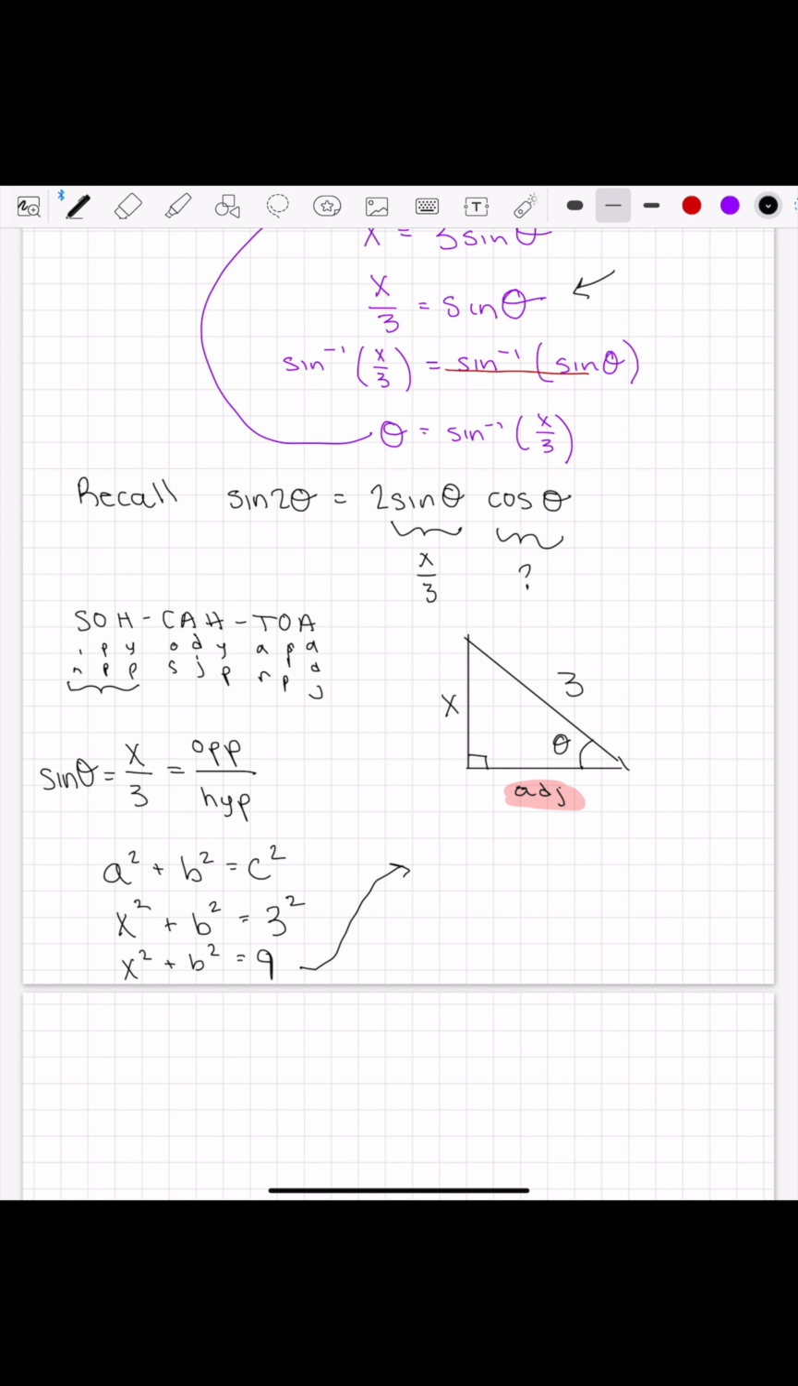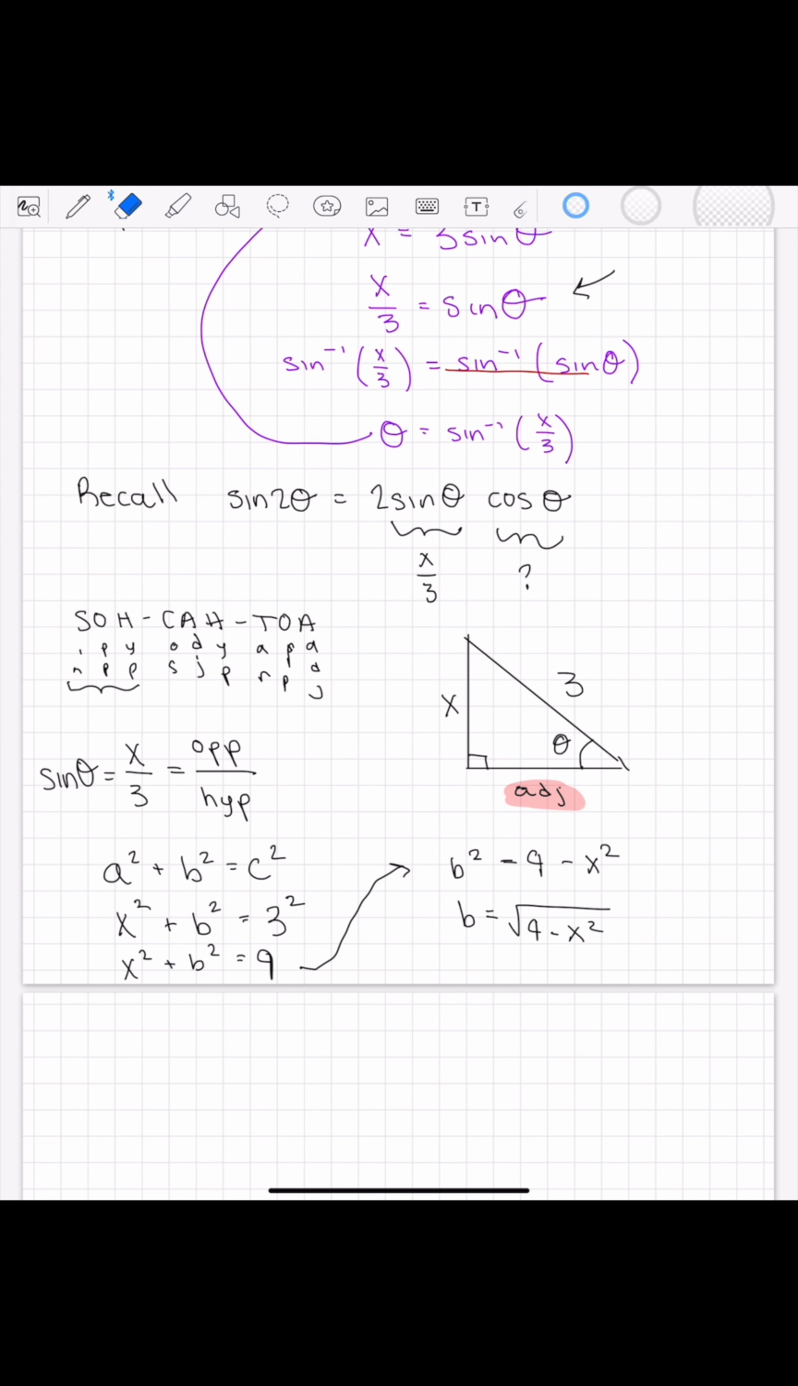And so then we want to solve for b, so let's subtract the x squared from both sides, so we're left with b squared on the left, then we have 9 minus x squared on the right, and then we take the square root of that, and that ends up with the square root of 9 minus x squared.